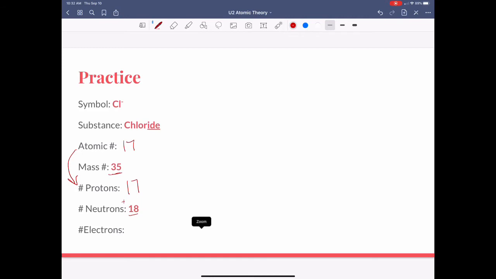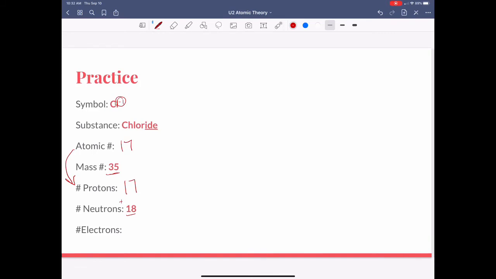So I need to go see if my chlorine has a charge, which it does. It's just a minus sign. So when you see just a minus or just a plus by itself, there's an assumed 1, just like in math class where you have X and it's assumed there's a 1 in front of it. All right, so this chlorine has a -1 charge.